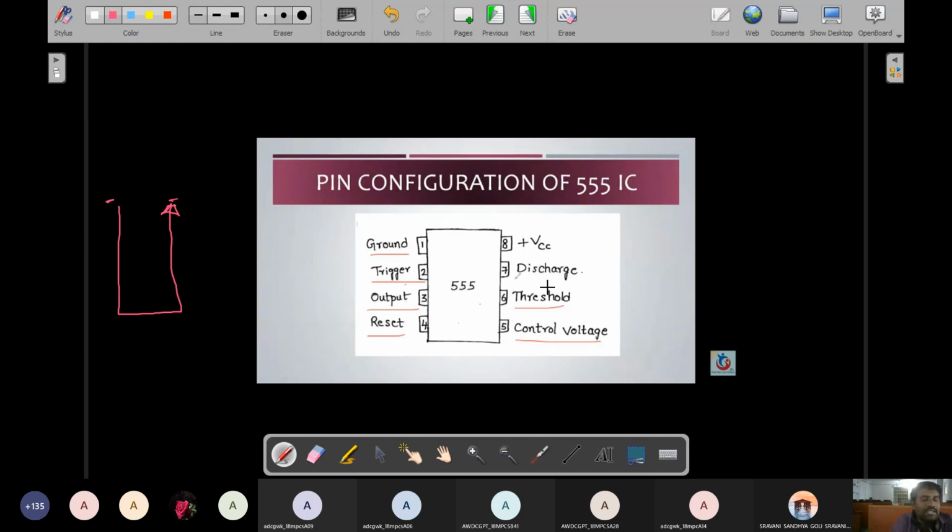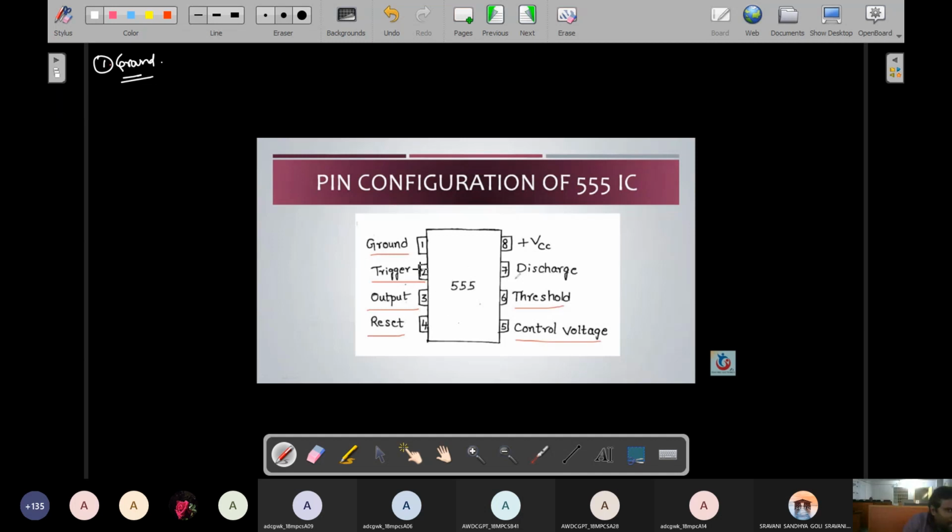Okay, understand, this is the theory. This is the pin diagram configuration. Right now I want to explain each pin beside this configuration. See, the first is the ground pin. What is the purpose of ground? It is the chip ground, and all voltages are measured with respect to this terminal.